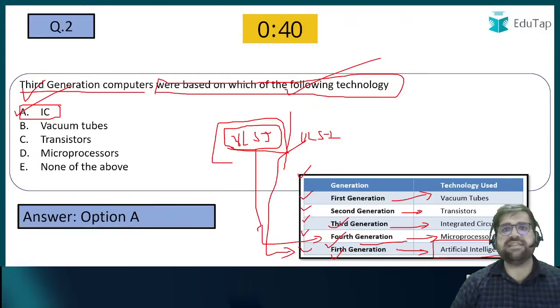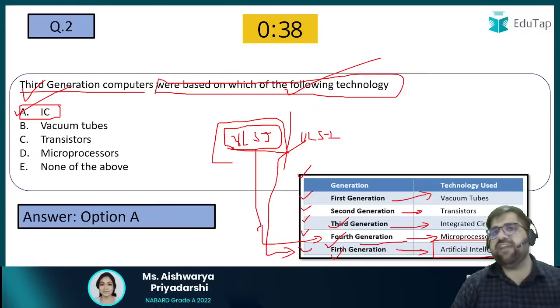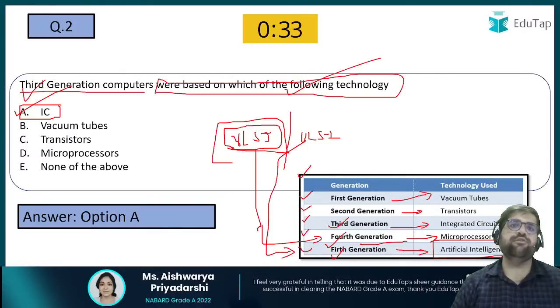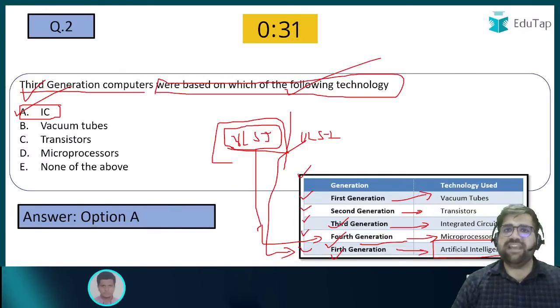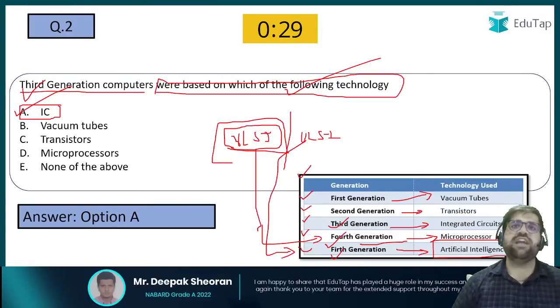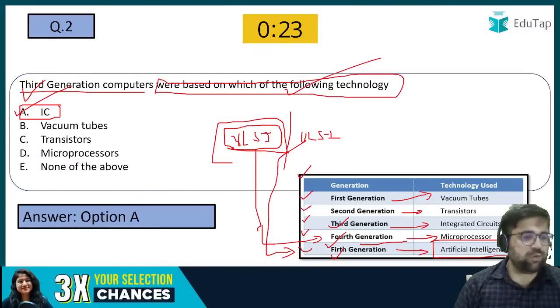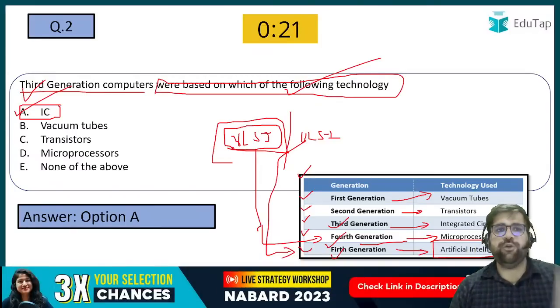So please remember, all these small points can give you very crucial marks. I again repeat, in third generation we have ICs, simple ICs. In fourth generation we started using VLSI, and in fifth generation we started using ULSI, that is your ultra large scale integration. Okay, so kudos to all of those who have given the right answer. Very good, you are on the right track.